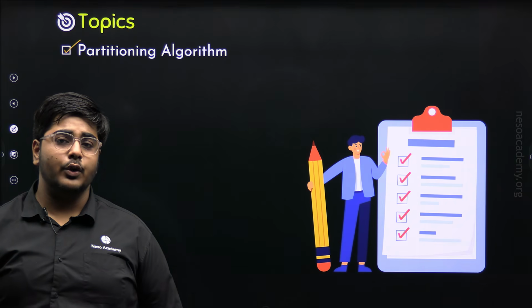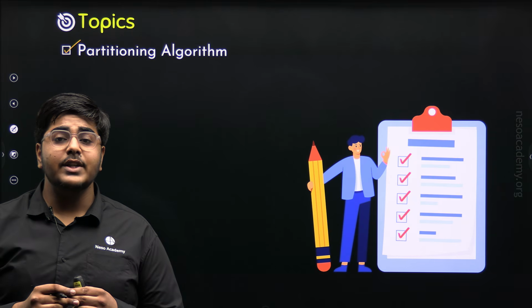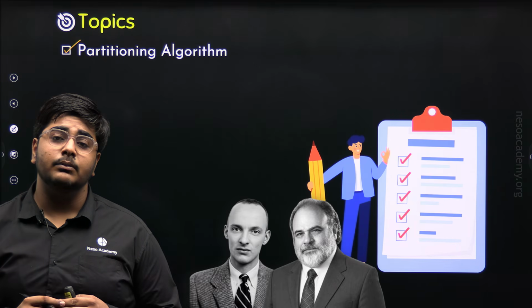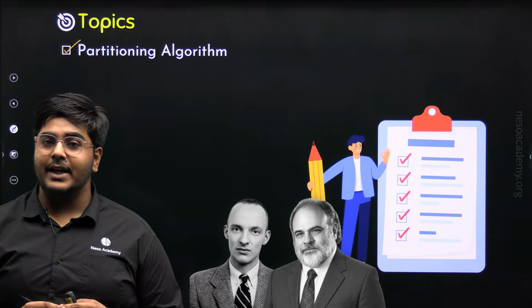And from the next lecture onwards, we will begin with the second method of DFA minimization, which is the Myhill-Nerode theorem, or we can call it the table filling method for DFA minimization.